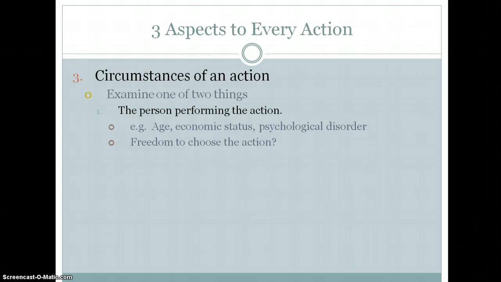You don't only look at age, you look at other things that might affect responsibility. So consider the economic status of the person, the psychological disorder that the person might be experiencing. Are they free to choose the action? So always look at who's doing the act and evaluate how responsible they could be held for that act.